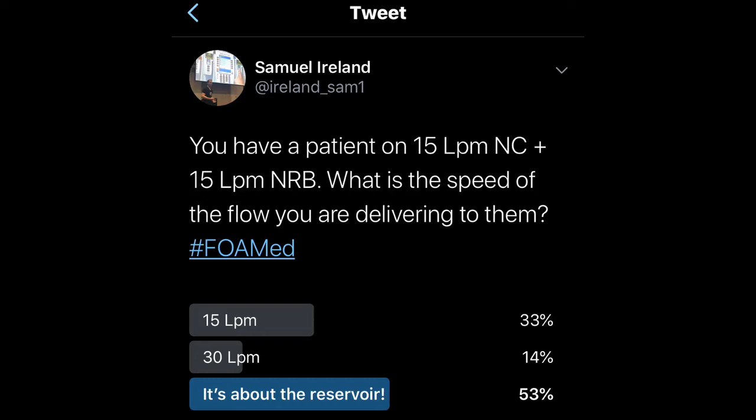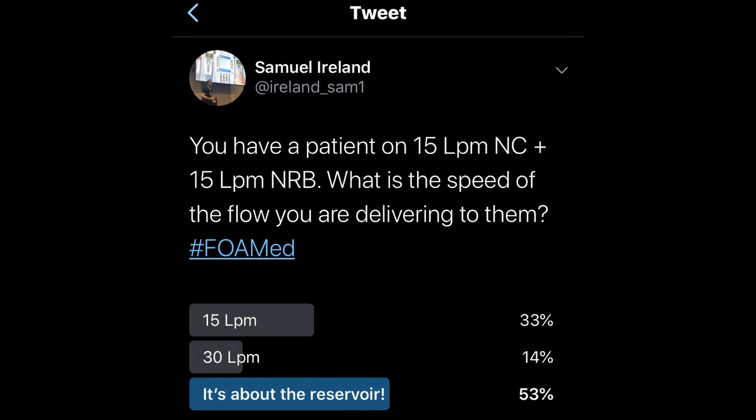So I posted this tweet yesterday. It says, you have a patient on 15 liters per minute nasal cannula plus 15 liters per minute non-rebreather. What is the speed of the flow you are delivering to them? First option was 15 liters per minute. Second option was 30. And then the third option was it's about the reservoir. And you can see most people picked it's about the reservoir.